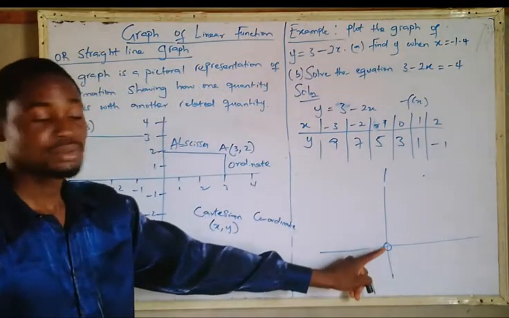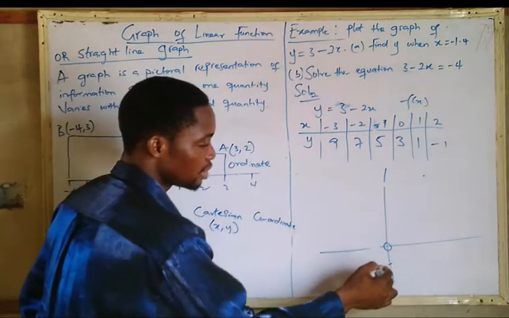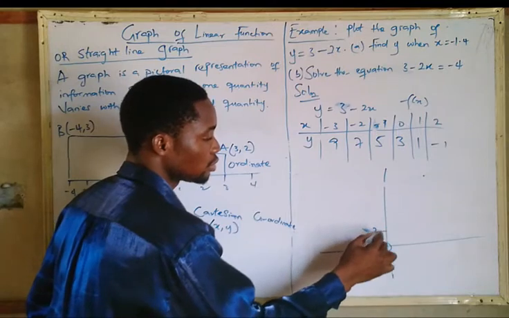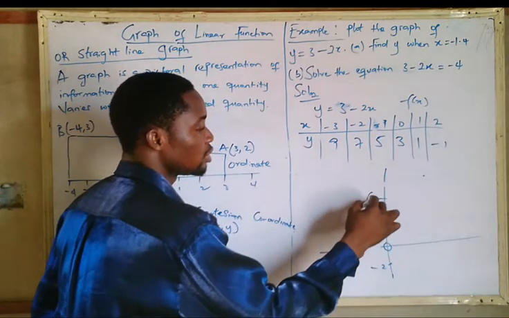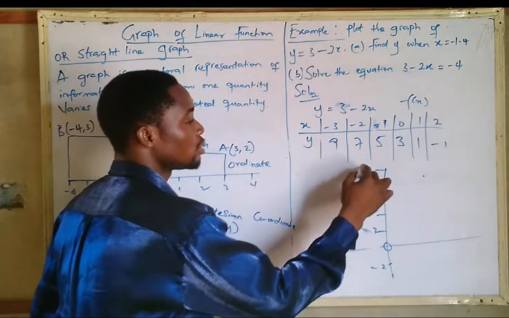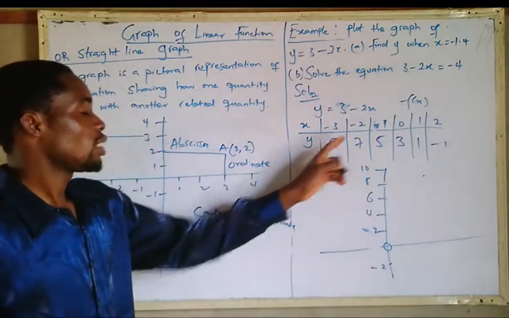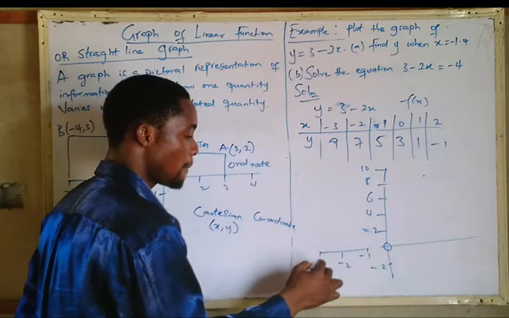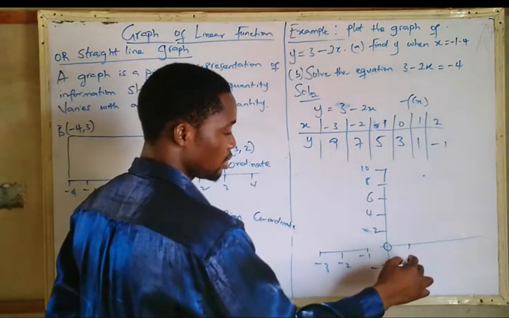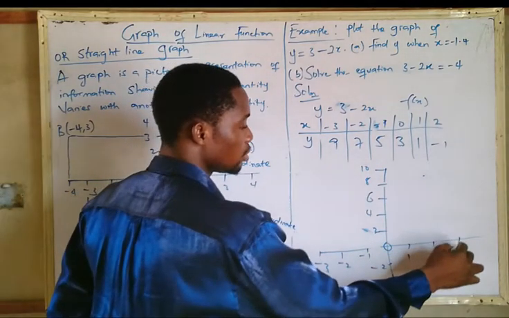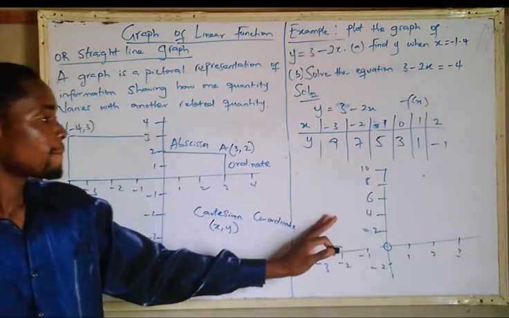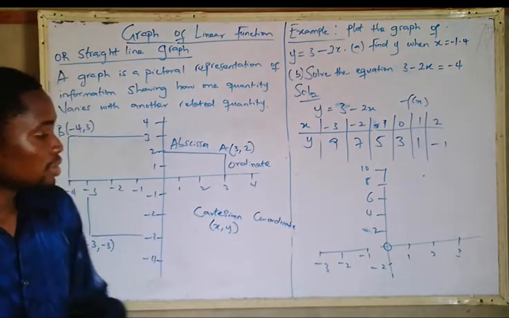That's (0, 0). Then we have this as minus 2, or this as 2, 4, 6, 8, 10. I can use this as minus 1, minus 2, minus 3, and this as 1, 2, 3. And that's going to be all. Now from there, I will plot my graph.